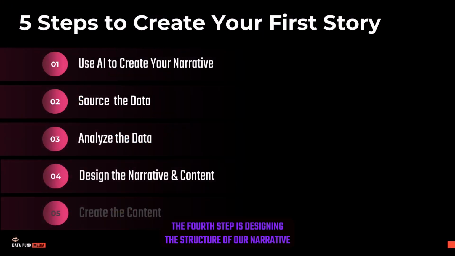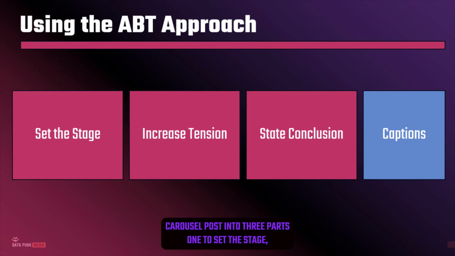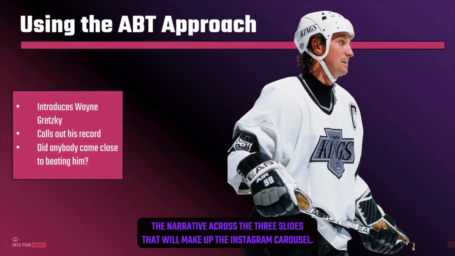The fourth step is designing the structure of our narrative that we'll use for our social post. The ABT approach gives you the ability to create an Instagram carousel post into 3 parts. One to set the stage, the second to increase the tension, and the final to state your conclusion. We'll design the narrative across the 3 slides that will make up the Instagram carousel.